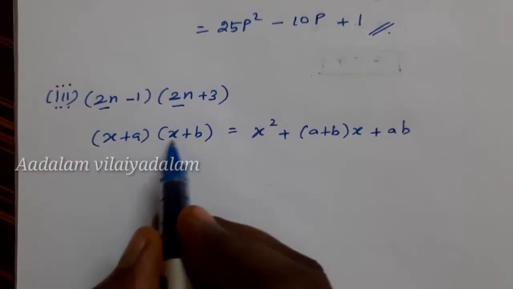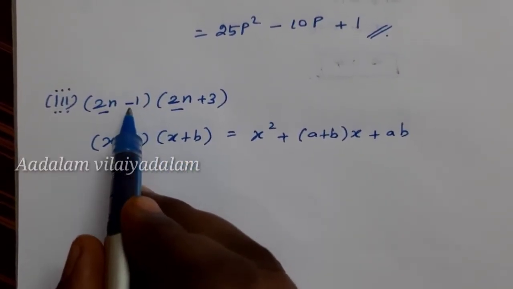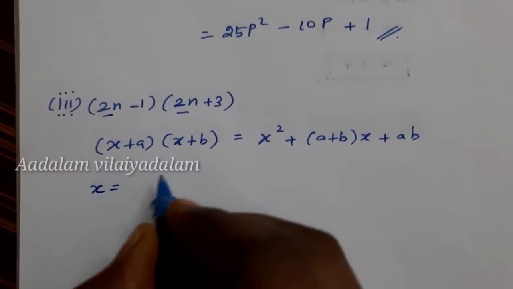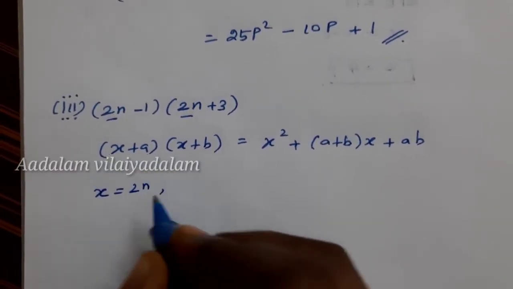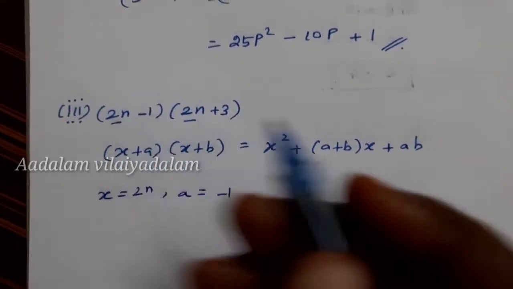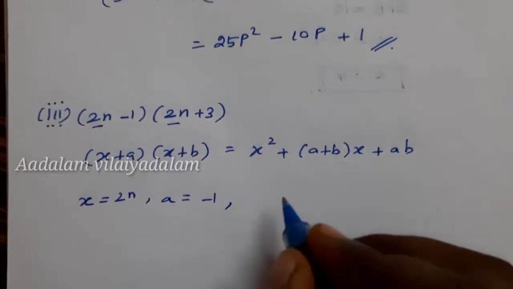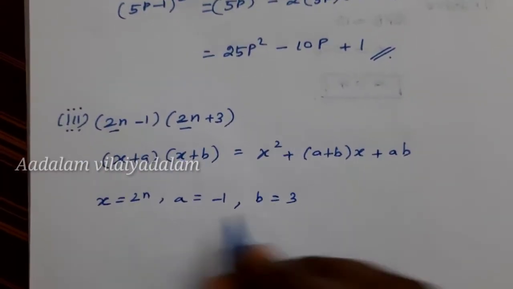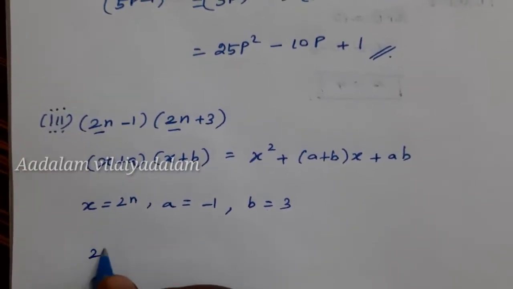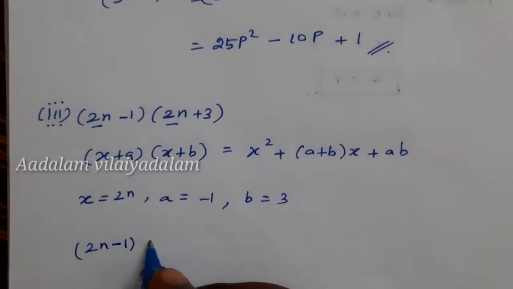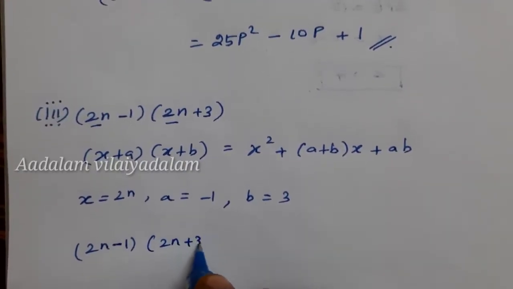In the formula we have plus values, so we can choose this as a minus 1. Then we could write x equal to 2n and a equal to minus 1. Then it becomes plus 1. Here the b value is plus 3. Now substitute these values, we get (2n minus 1) into (2n plus 3).